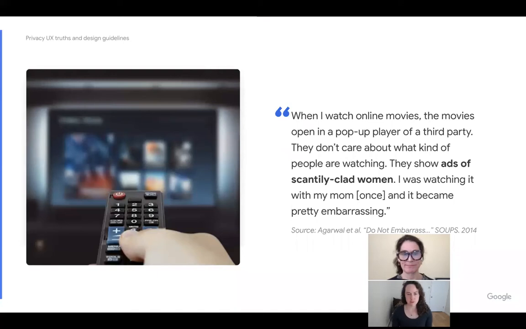In another example, a participant in a study run by Agarwal et al. pointed out how in some situations, personal ads can be particularly embarrassing. In other cases, an ad can be personally harmful. For example, if a user wasn't comfortable being out to their coworkers and received an LGBTQ-related ad, the user might imagine negative consequences if someone at their job happened to see the screen while they were browsing on their phone during a break.